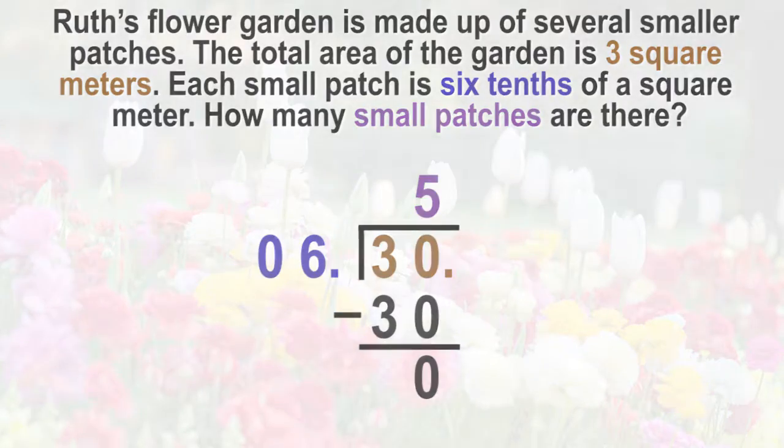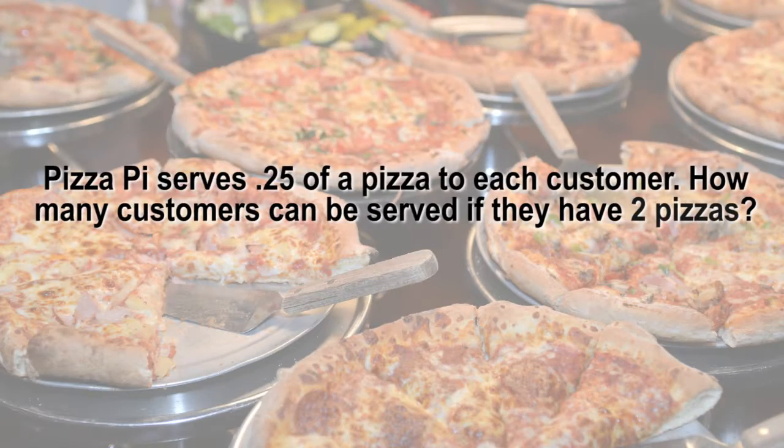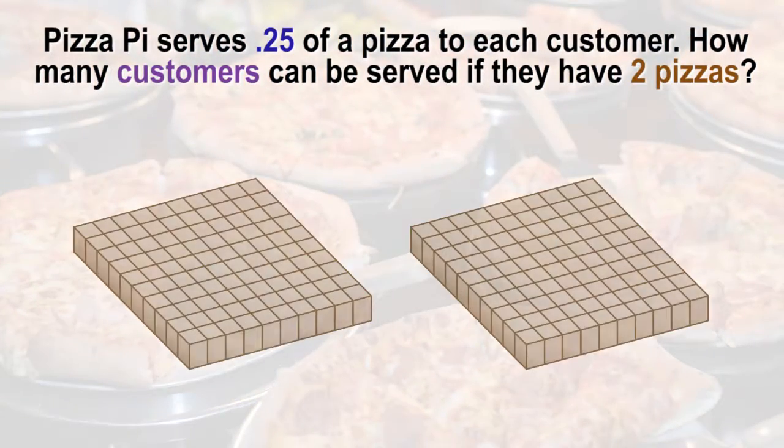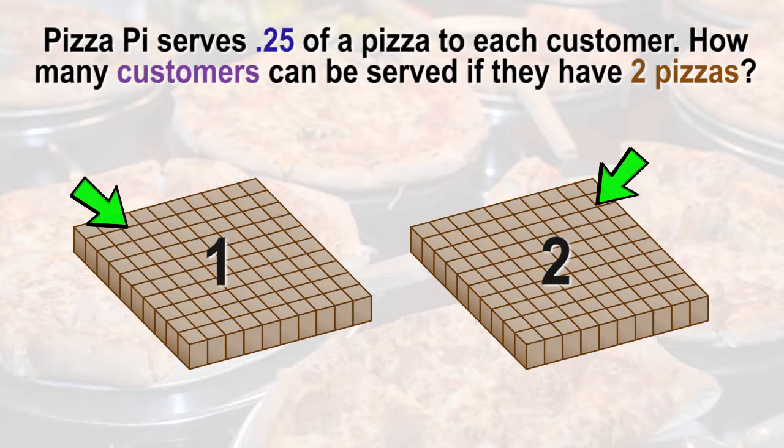Let's solve another problem. Pizza Pie serves 25/100ths of a pizza to each customer. How many customers can be served if they have 2 pizzas? Let's use the hundredths grid to model the problem. We will represent the pizzas with 2 wholes.